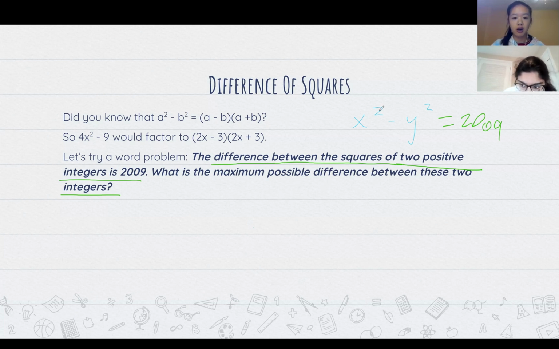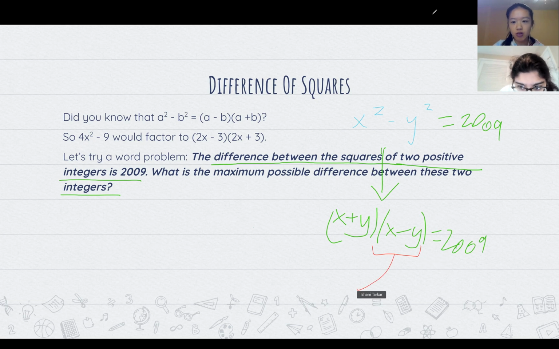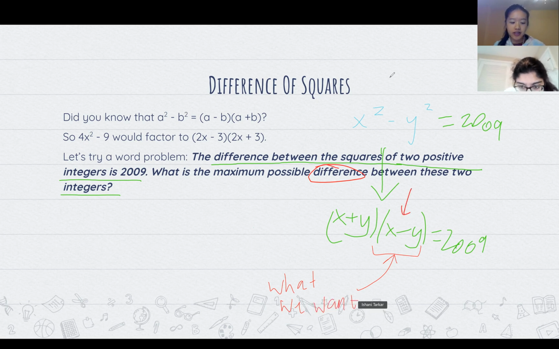What we can do is factor this because it's a difference of squares, x squared minus y squared. So this factors to x plus y times x minus y equals 2009. And why is this helpful? Well, the question is asking for the maximum possible difference, and the difference is literally right here. So that's pretty neat.